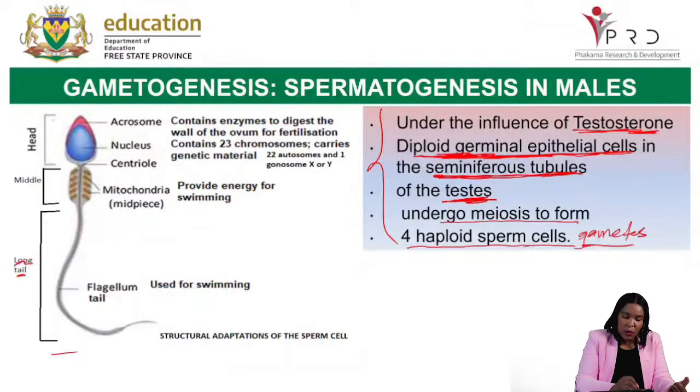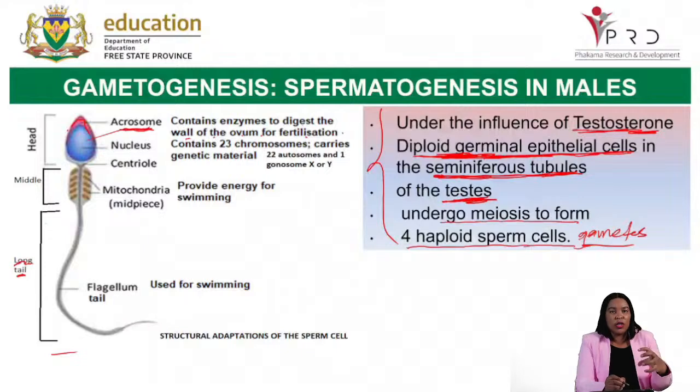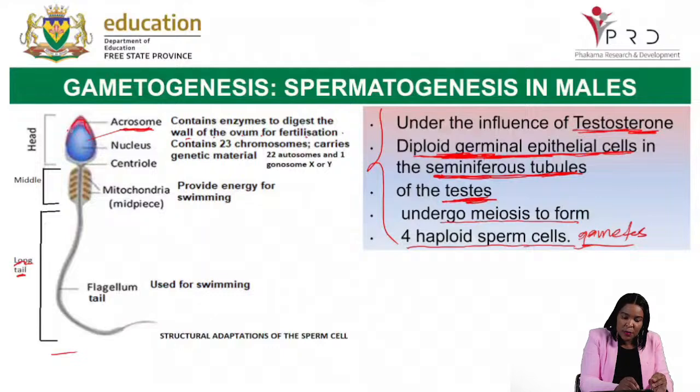And then which parts comprise the head? Remember, the head is the only part that enters the ovum during fertilization. The head has an acrosome. Here is the acrosome. It contains enzymes to digest the walls of the ovum for fertilization. Remember, the ovum also has its walls. It has the jelly layer. It also has a cell membrane. So this sperm cell needs to be able to penetrate into the ovum until it reaches the nucleus. The acrosome of the sperm enables it to do that because it has enzymes that will be able to digest those walls of the ovum.